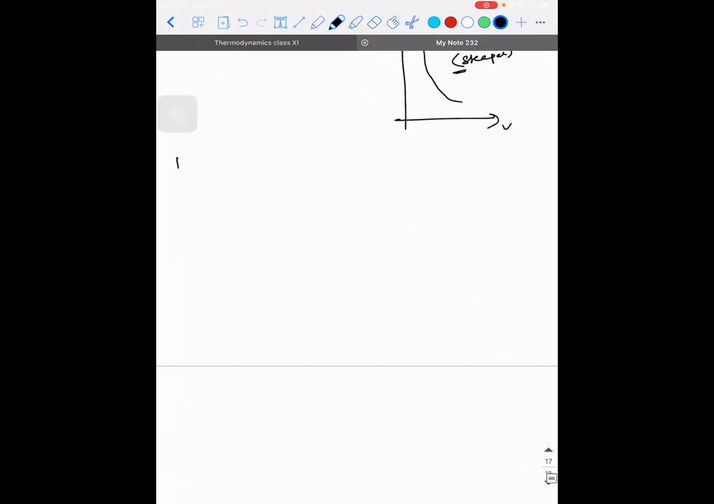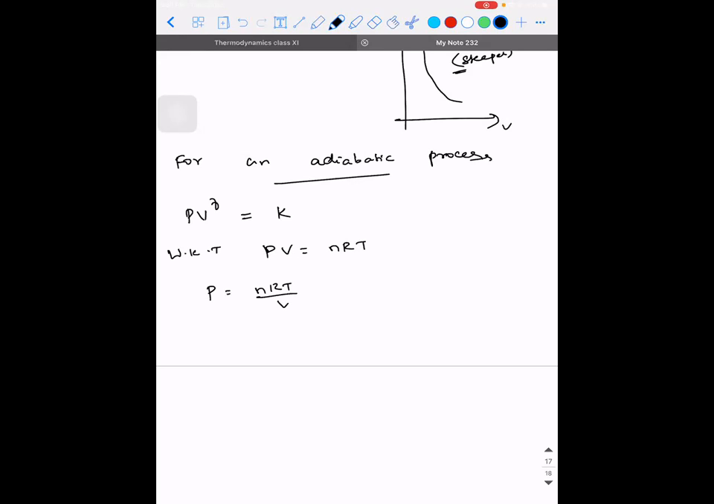Now listen. For an adiabatic process, pressure into volume raised to the power gamma is a constant. Let me call this equation number 1. Similarly, we know that PV is equal to nRT, correct? So P will be equal to nRT divided by V. Let me call this equation number 2. So using 2 in 1, what are we going to get?